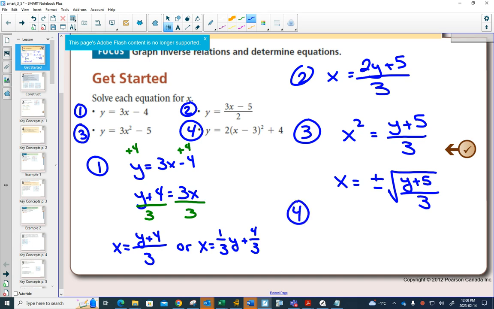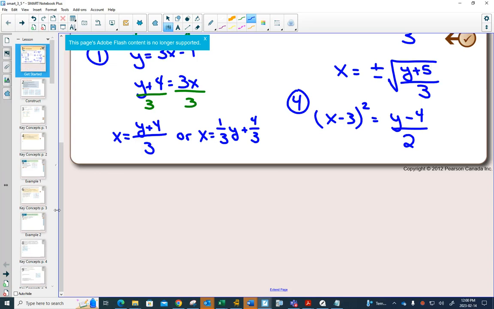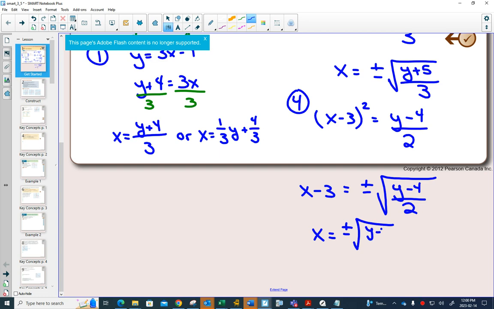And same thing in question 4. You would first get the x minus 3 squared by itself. You could do that by moving the 4 over and dividing by 2. Then you could square root both sides, remembering the plus or minus. And finally, get the x by itself by adding 3 to both sides.